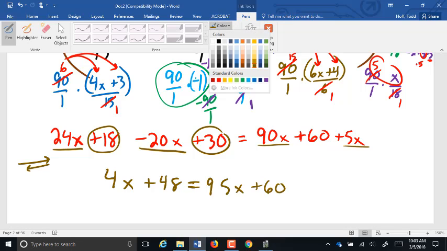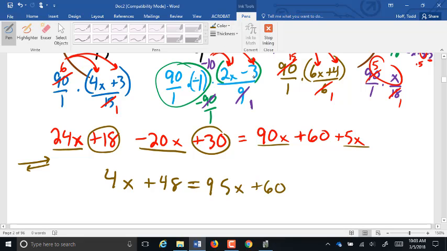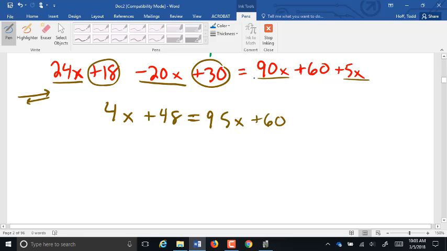So we've combined everything we can on either side. Now we have to make sure that the variable's on only one side. We've got variables on both sides. So we'll subtract the smaller one, which is the 4x. That's gone. We subtract 4x on the other side. So we've got 48 equals 91x plus 60.